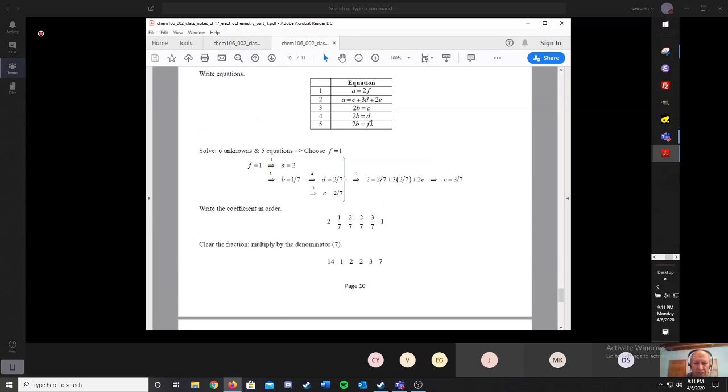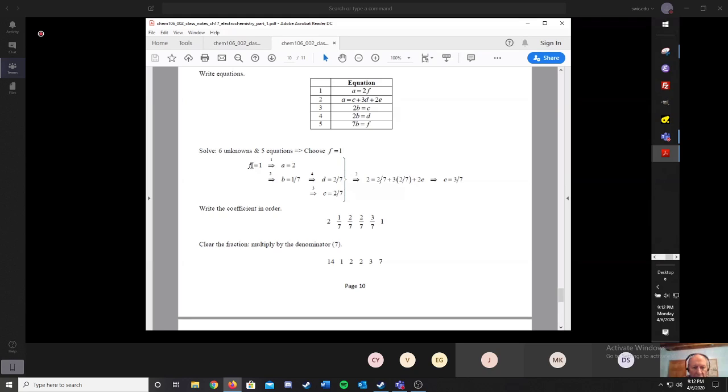Let's have a look down the list here and notice if we choose F equals 1, that would make A equal 2. And if F is 1, then B would be a 7th. So it makes things simpler. We could choose any number we wanted, but it's easiest to choose the most convenient. For example, we could guess D equals minus 0.003818, and we could work through all the math and get the exact same answer, but have to work a whole lot harder. So let's choose F equals 1.